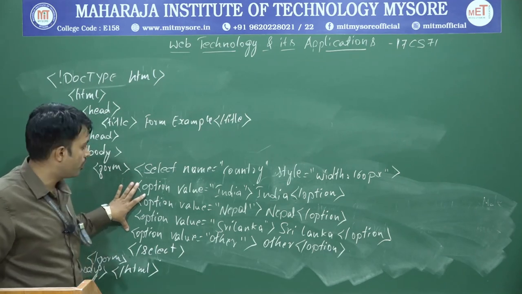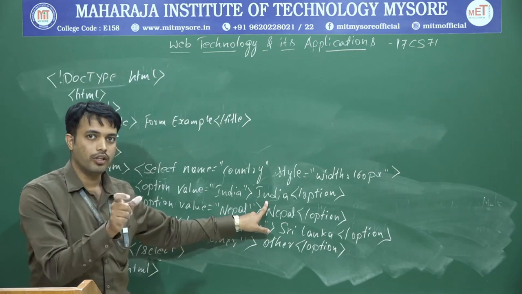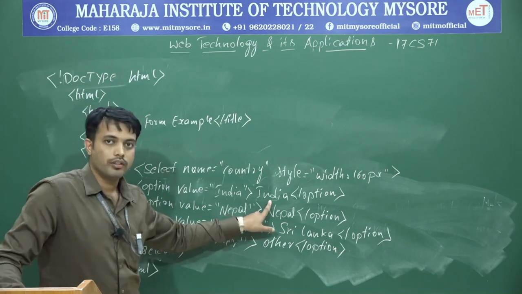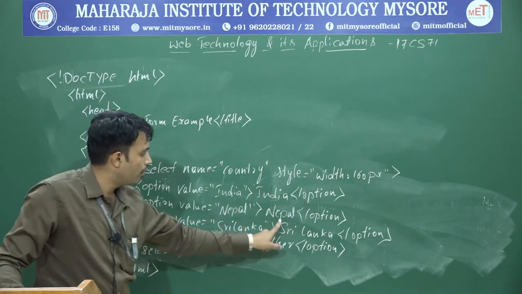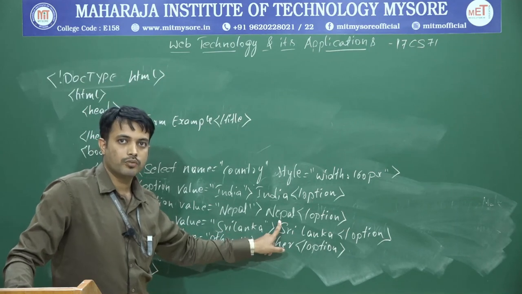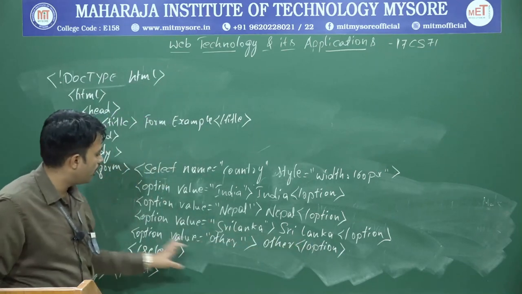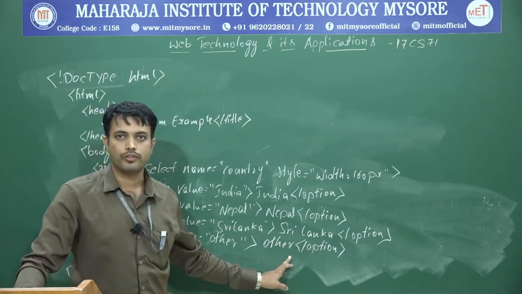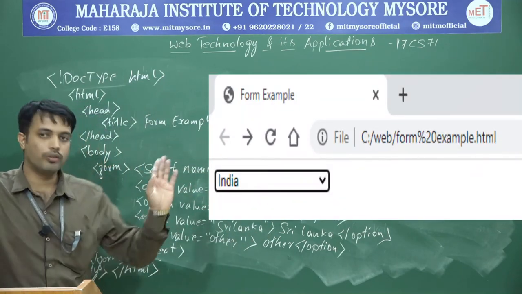This is followed by 4 options. Value equal to India, and whatever text needs to appear in that option, India only, and I have closed that option. In the next option, value Nepal, and the text to appear on screen is again Nepal. Next one Sri Lanka, and the last one is other. If I run this program, you can notice in the output there are 4 options: India, Nepal, Sri Lanka and other.